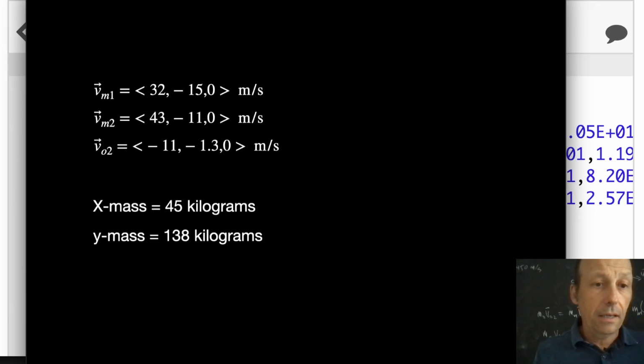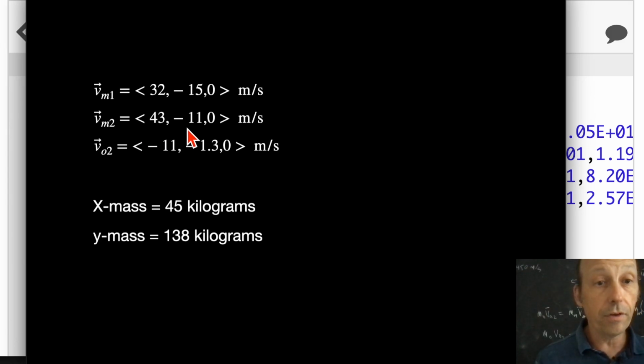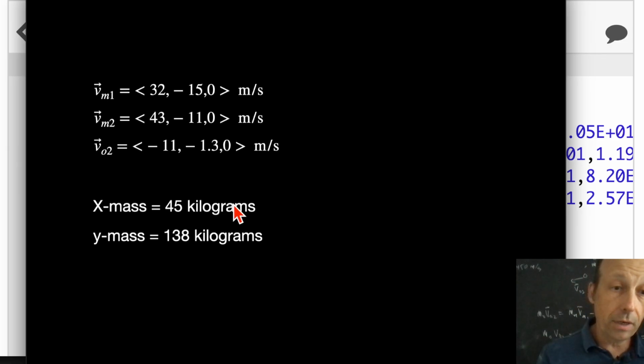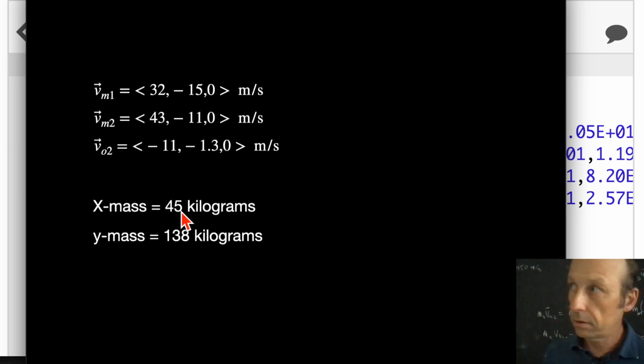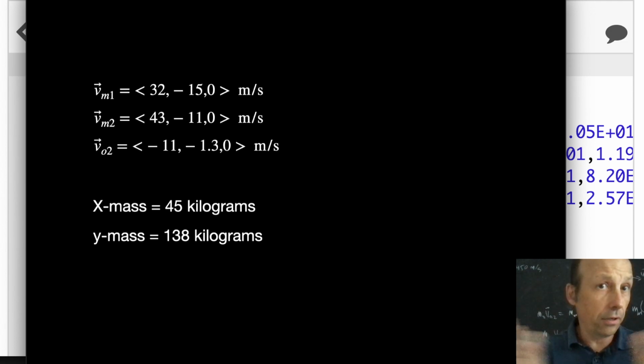So here's the data that I got, and I'll show you how to get these calculations. The velocity of the missile before is 32, negative 15 in the XY direction. I'm assuming everything is in the XY direction. Z would be up and down, and there's no Z motion. And then after, 43, negative 11, and for the orb, I changed that to negative 1.3. So there you go. And then I get two different masses for my calculations. I'm going to redo the calculations for you. In the X direction, I get 45, which isn't very heavy for an orb, and then 138 in the Y. Of course, there is some motion after that where it corrects, so there's another external force.